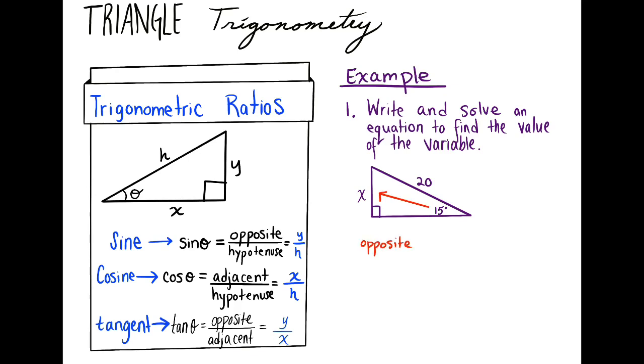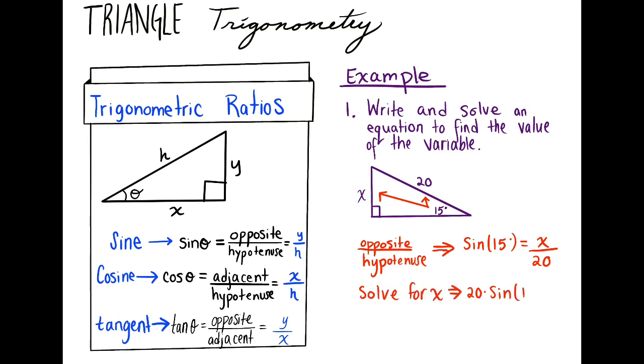So if we're going to solve this, let's write down what we have. I have the opposite over hypotenuse, so that means I'm going to use my sine. So sine of 15 is equal to the opposite, which is x over 20. And I want to solve for x, so I need to multiply by 20 on both sides of the equation. And then my last step is just to input that into your calculator. Make sure that your calculator is in degrees so that you get 5.176.